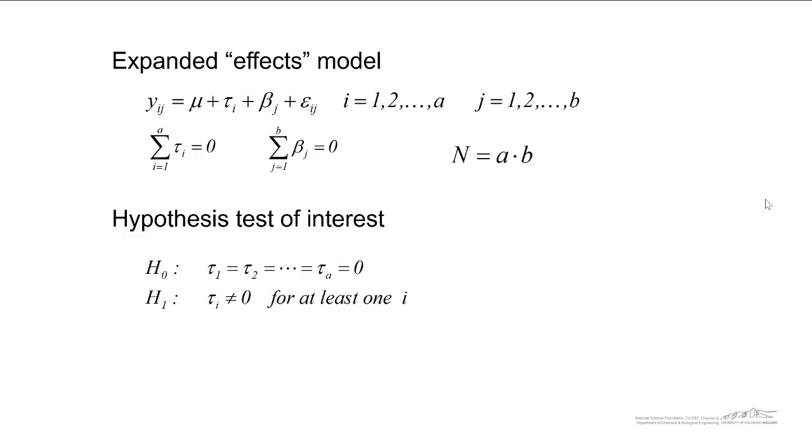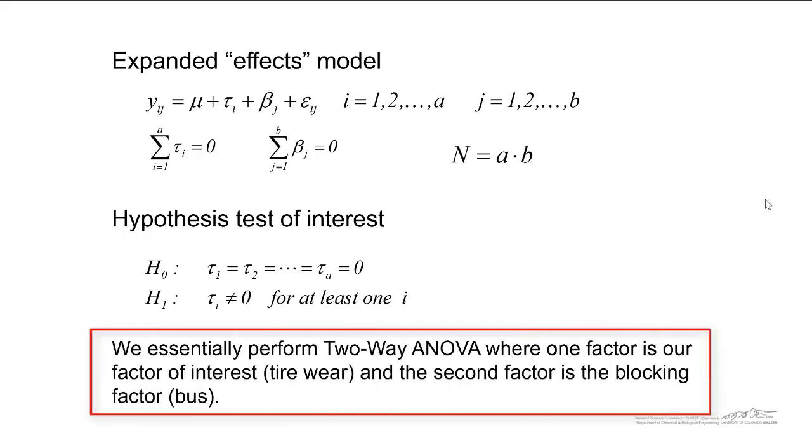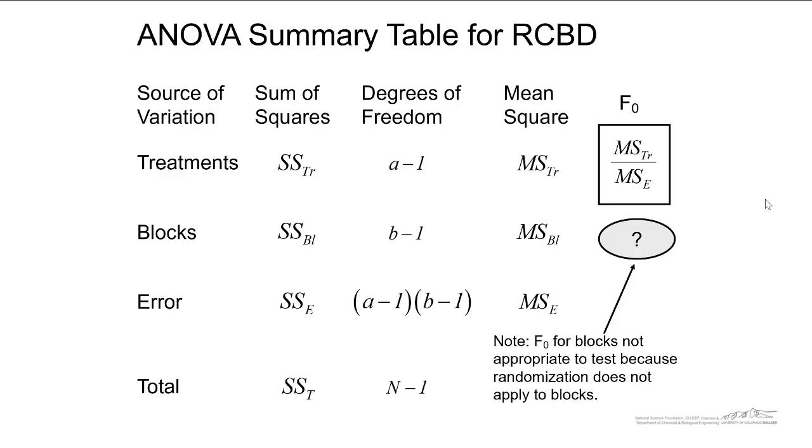Note that in two-way ANOVA, we had a similar hypothesis test on beta, but in this case, because the experimental runs technically aren't randomized, we have assigned tires to each of the blocks, it's not appropriate to perform a hypothesis test on the blocking effect. In order to analyze this, we essentially perform two-way ANOVA where one factor is our factor of interest and the second factor is the blocking factor. We can perform two-way ANOVA.